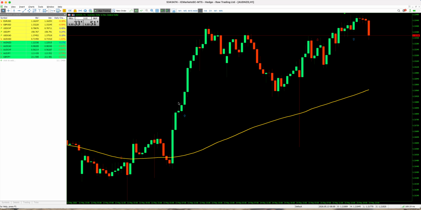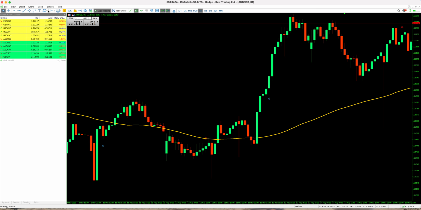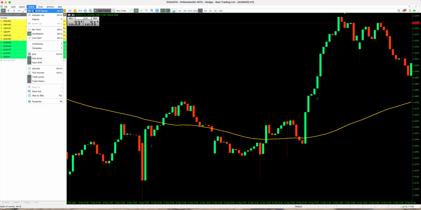First thing, this indicator gives you many signals. That's why you need to filter them. How do you filter them? You use a moving average 100. Now I can show you on the chart.